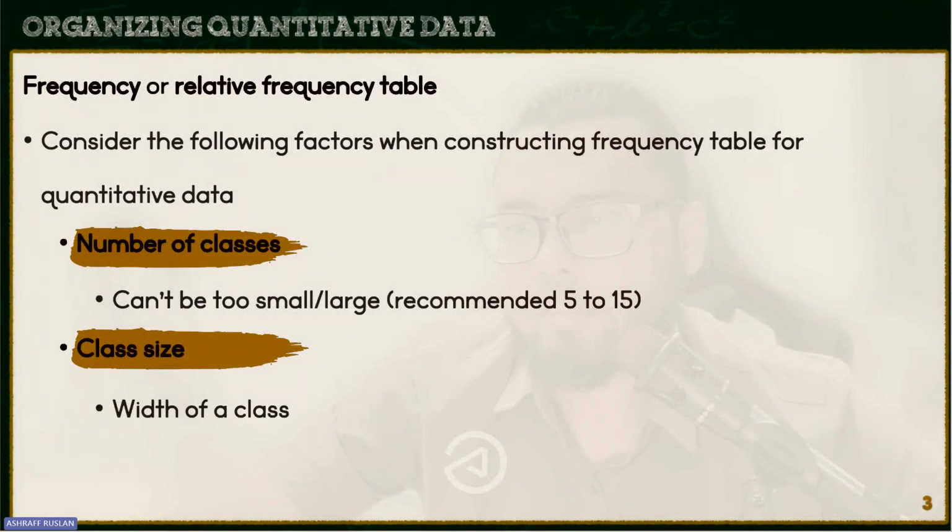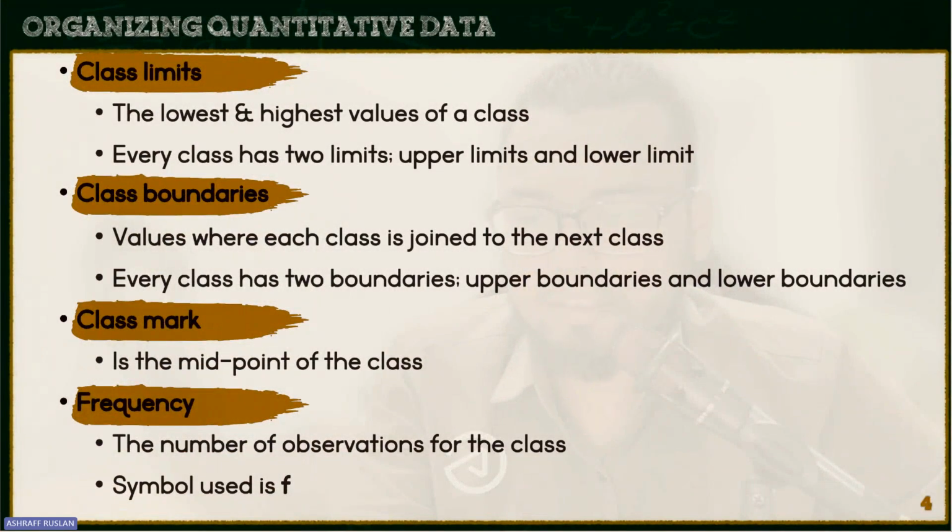So kita tengok kat sini. Alright, frequency or relative frequency table. Consider the following factors when constructing a frequency table. Nak tengok number of clusters, can't be too small or too large, between 5 to 15, and the class size. Okay, and also the class limit. So class limit ni paling senang kita nak tengok lower and upper limit.